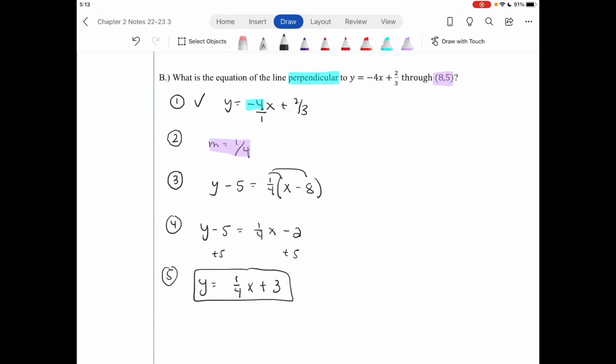After distributing, you'll get 1/4 x minus 2. Then add 5 to both sides, and y is going to equal 1/4 x plus 3. So this equation is a line that is perpendicular to our original equation, but it also goes through that specific point of 8, 5.